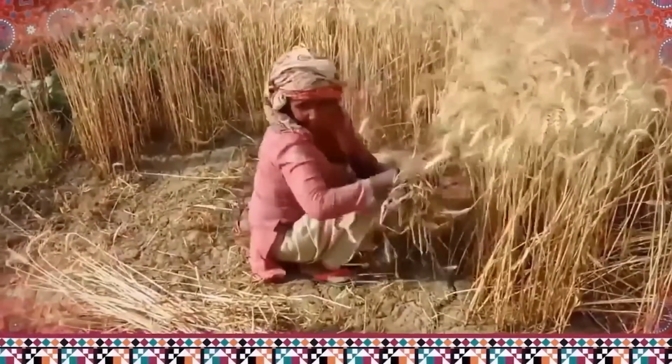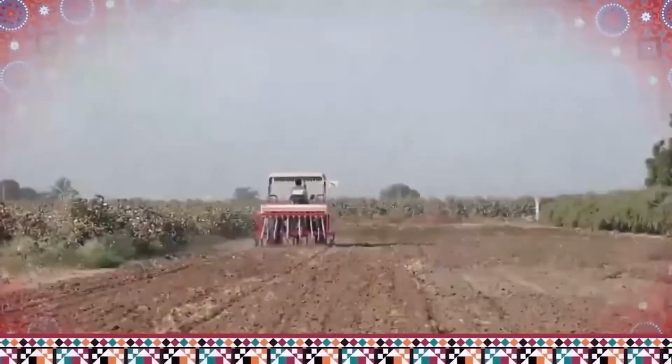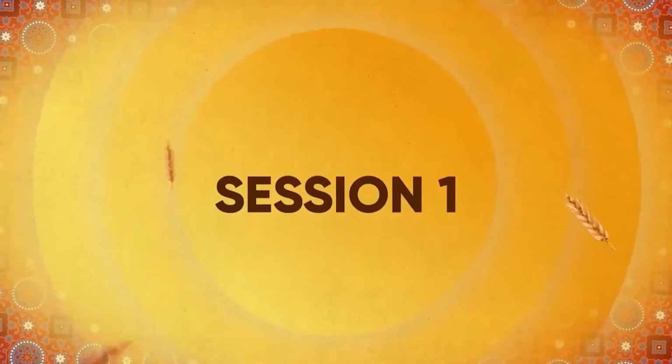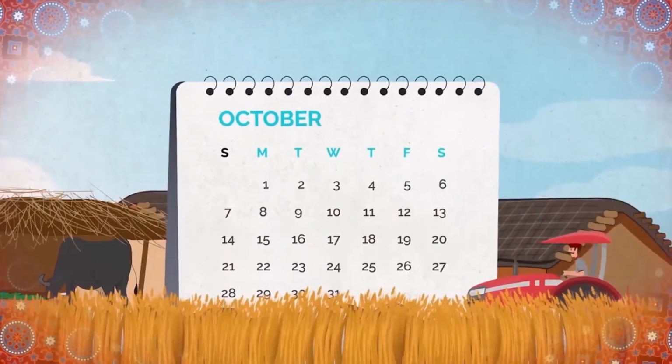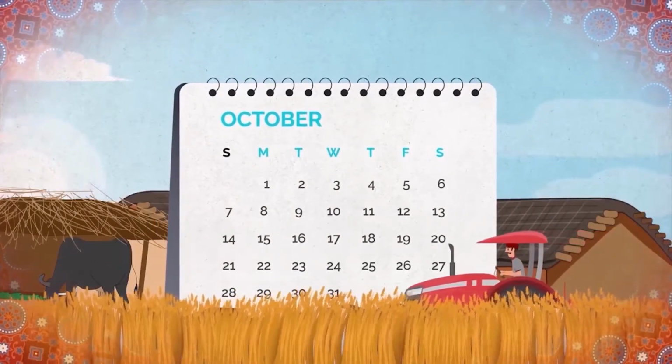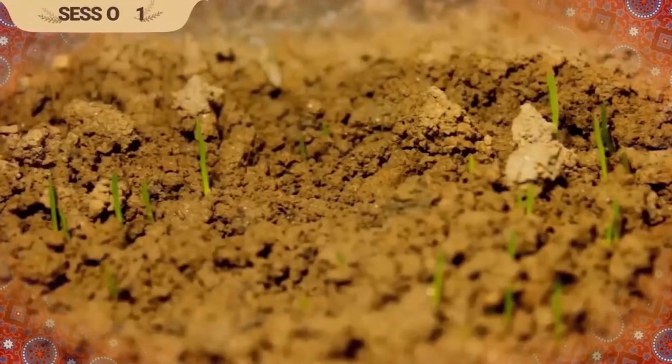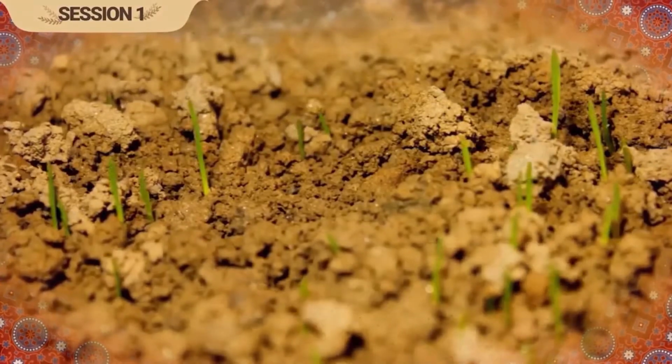This video has 3 sessions that will be organized with small farmers, keeping in view the different crop stages. Session 1. This session will be held in October, a month before crop cultivation, and covers up to the first 45 days of the crop's life, the tillering stage of wheat crop cultivation.